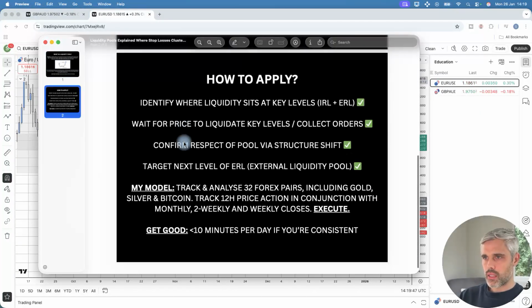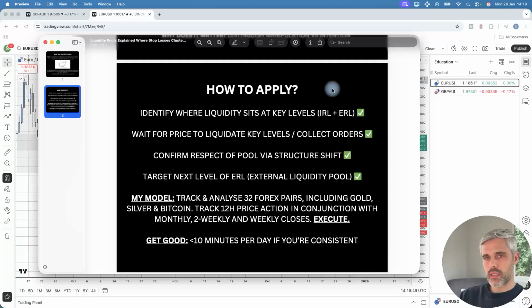So how to apply this? Identify where liquidity sits at key levels. Wait for price to liquidate those levels and collect the orders at those key liquidity pools. Then confirm the respect of those pools by looking for market structure shifts in your favor. Then target the next area of external range liquidity based on candle range trading.